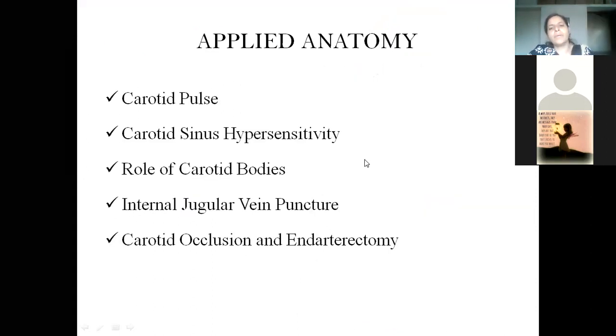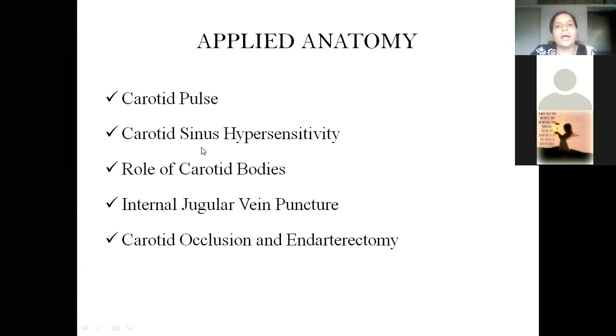Now coming to the applied aspects of the carotid triangle. We can check for the carotid pulse. When we were doing physiology, we had done jugular venous pulse tracing. I told you the internal jugular vein and common carotid are very much side by side. Hence the pulsations of the common carotid are just transferred to the internal jugular vein. That also we can check there.